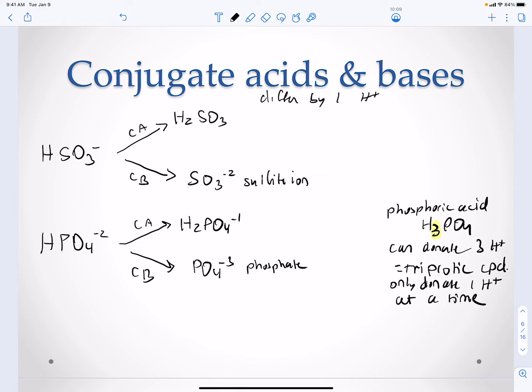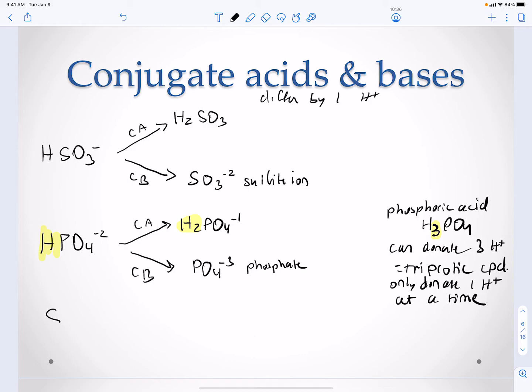So over here, for this species, we have one hydrogen left, and so that becomes the phosphate if it donates that hydrogen. Here, all right, we have two hydrogens left, and so it can potentially donate two hydrogens. And then the phosphoric acid has three hydrogens that can potentially donate three hydrogens.